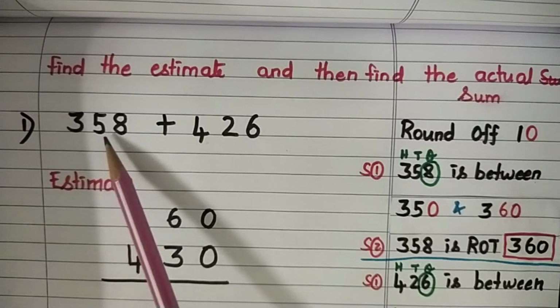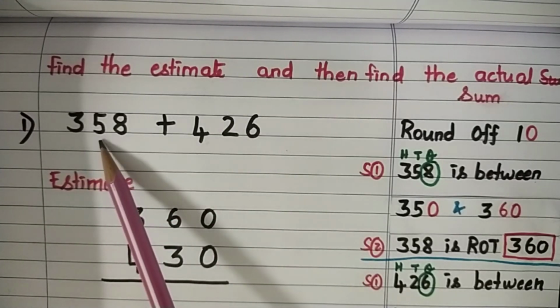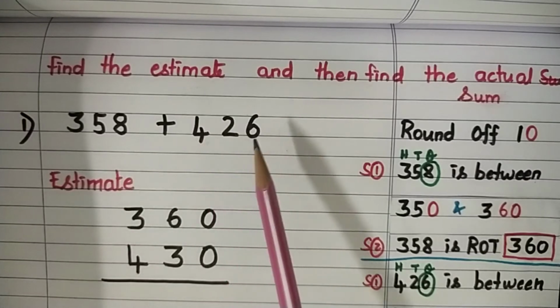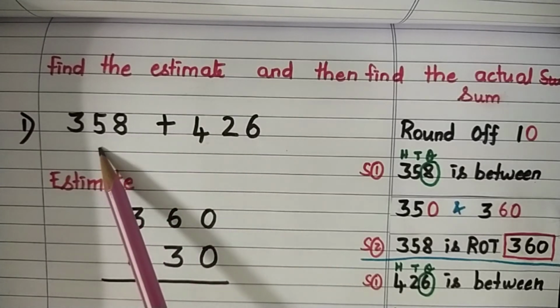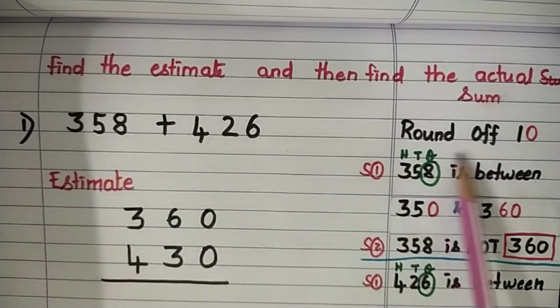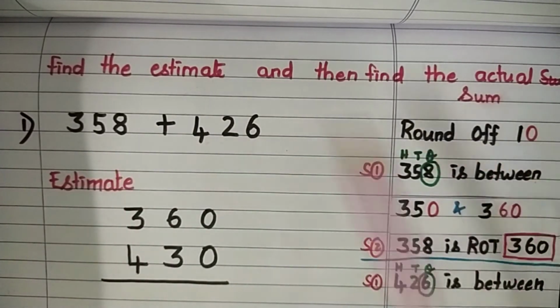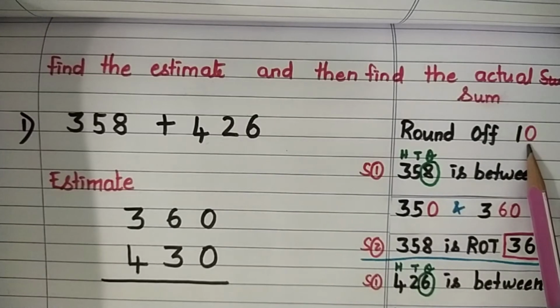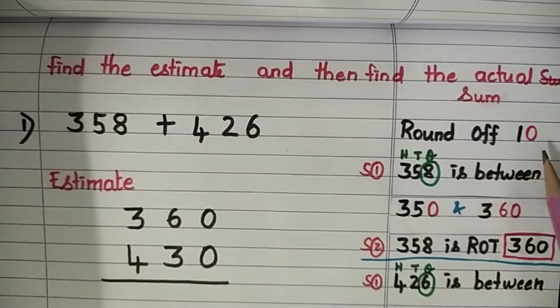First example, 358 plus 428. 358 is the first addend and 428 is the second addend. So we need to find the estimate of these two numbers. What is the estimate? Another word for estimate is round off. So we need to round off 358 to the nearest 10 and 428 to the nearest 10. Children, in grade 3, you know only the round off to the nearest 10. So whatever sum is given, you have to round off to the nearest 10.